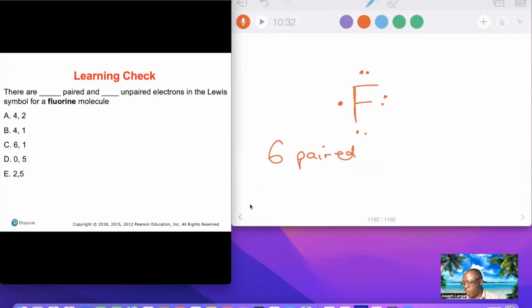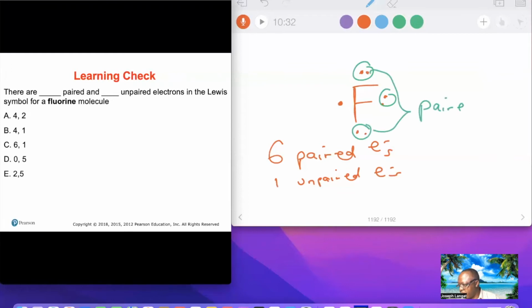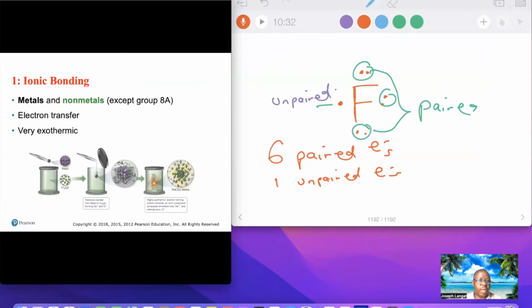and 1 unpaired electron using the negative charge. The correct answer is C for this, so you should be able to see that these are paired. This is a pair, this is a pair, this is a pair. So here they are paired. And here is an unpaired electron. So the correct answer is C for that.